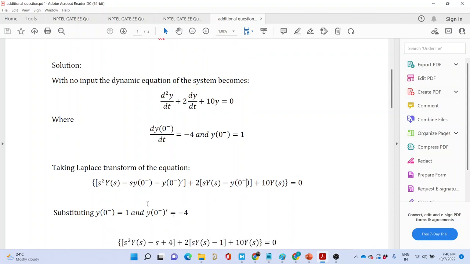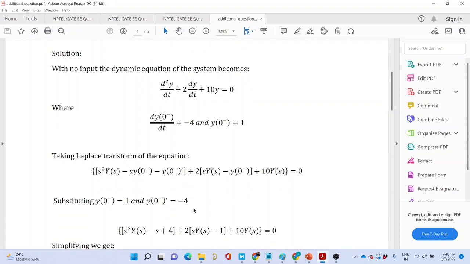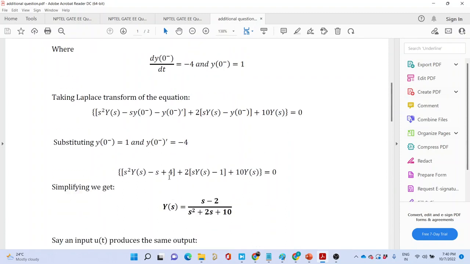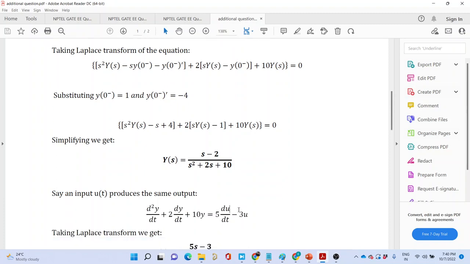Now you substitute the corresponding values which have been given to you in the question. Simplifying this, you will get Y(s). This is the expression for your output when there is no input, only the initial conditions mentioned in the question. Now you have to find the input which produces the same output. Okay, so now the input is not equated to 0.